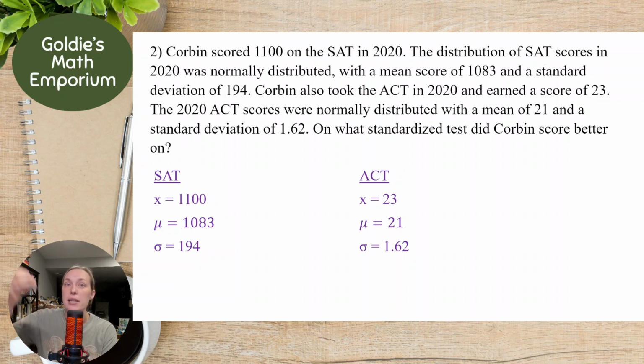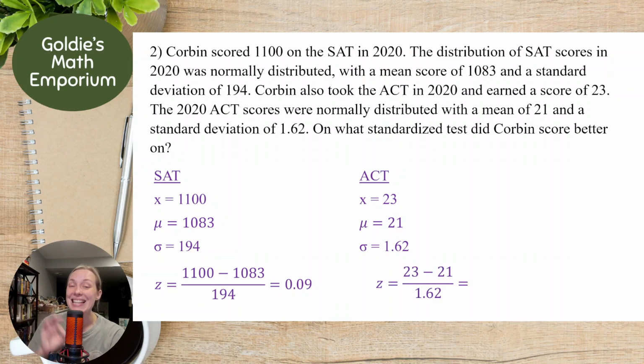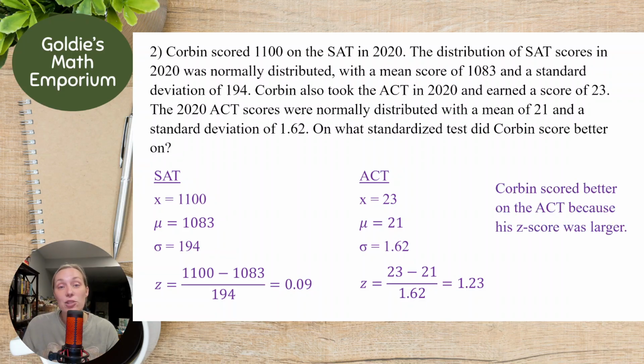So you got to be careful about picking and filtering that information from the problem. But on the SAT, that's what he had. So we're going to find the z-score first for that by taking his score minus the mean divided by the standard deviation to get 0.09 as our z-score. And we're going to do the same thing with the ACT. His score minus the mean divided by the standard deviation, we get 1.23. Okay? So now we compare the z-scores, which one was better? Okay? Well, because the z-score for the ACT is higher, that means he scored more standard deviations above the mean on the ACT. So what standardized test did he score better on? The ACT. Okay?